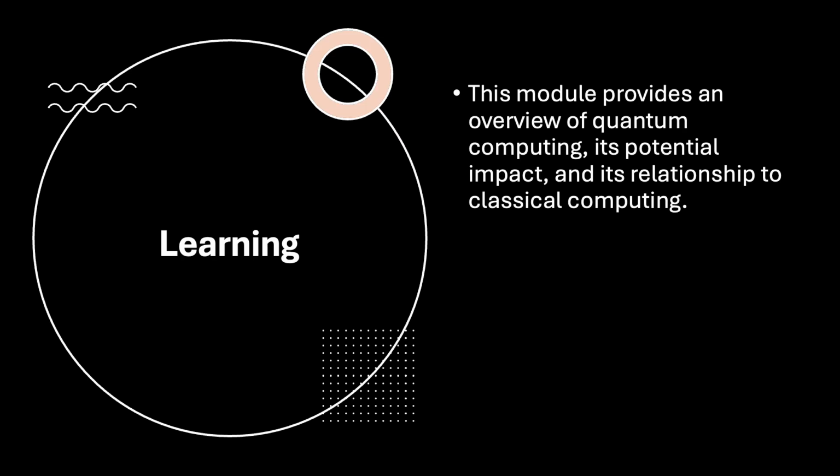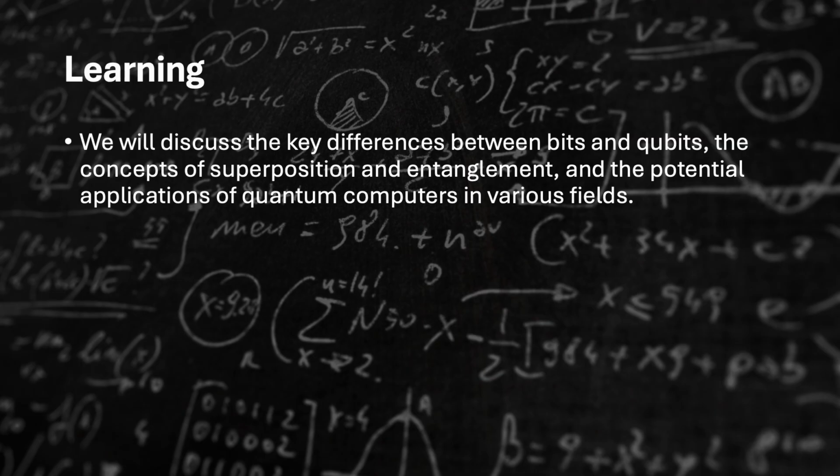This module provides an overview of quantum computing, its potential impact, and its relationship to classical computing. We will discuss the key differences between bits and qubits, the concepts of superposition and entanglement, and the potential applications of quantum computers in various fields.